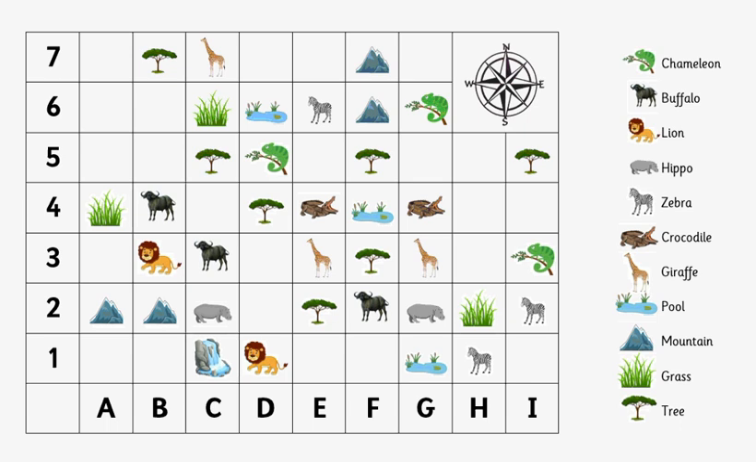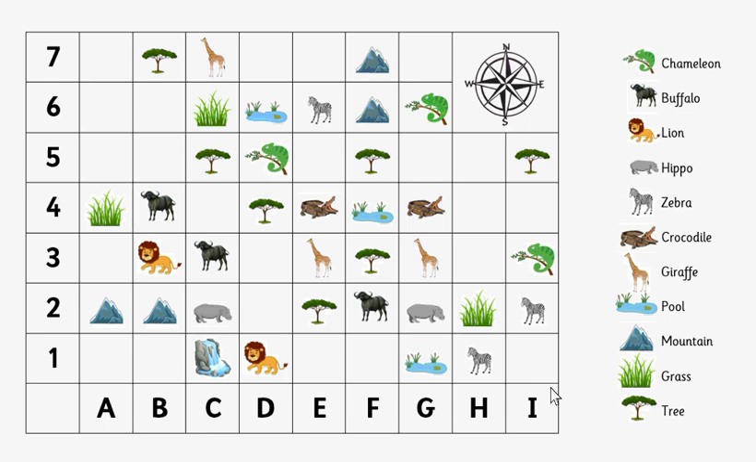Let's have a look together. Start in box E5. Make a quarter turn clockwise. We're now facing east, so we're looking across this way. Go forward 2 spaces. 1, 2. We're still facing east. Make a quarter turn anti-clockwise. Well, that's east. Anti-clockwise back to north. And go forward 1 space. 1. We land on our good friend, the chameleon.